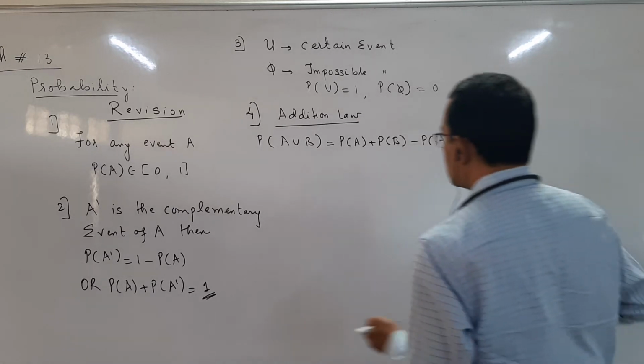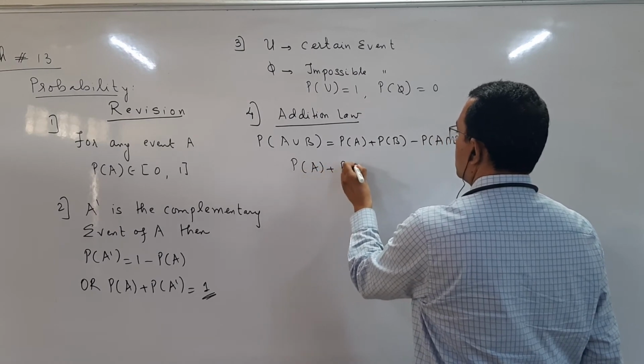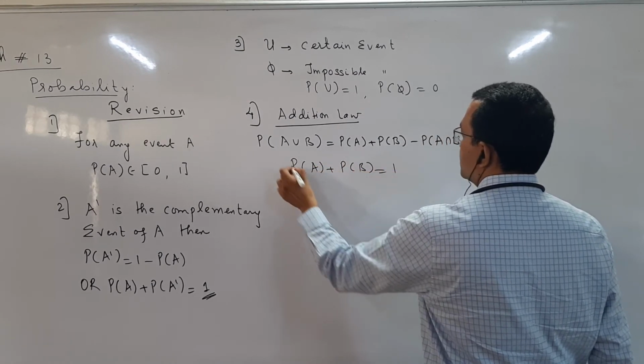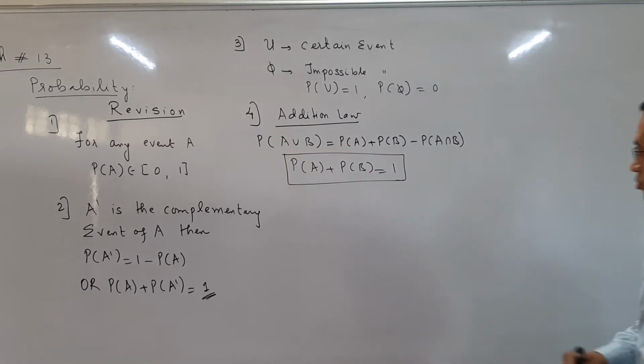If A and B are mutually exclusive and exhaustive events, then the addition law changes to P of A plus P of B is equal to 1. For exhaustive, union is U, and for exclusive, intersection is null set. So P of null set is 0 and P of U is equal to 1. Students, these formulas one has to perfectly remember and memorize.